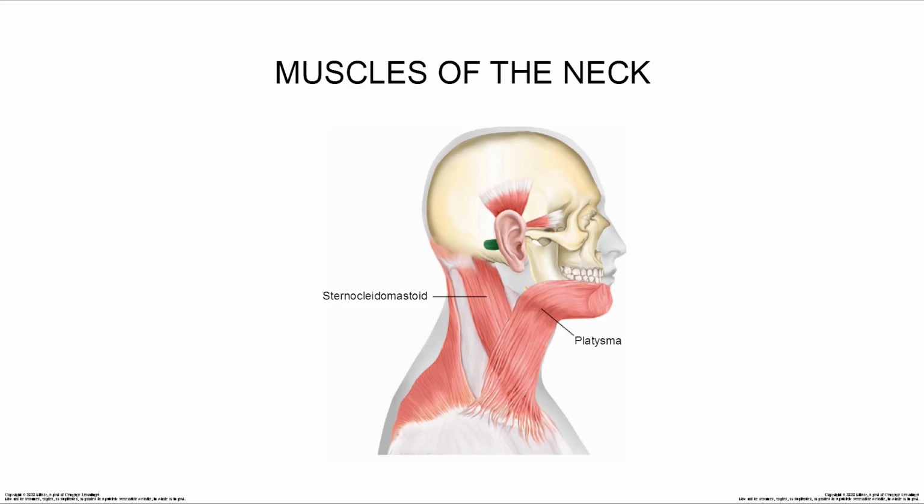Then finally, we have the sternocleidomastoid. This muscle extends along the side of the neck from the ear to the collarbone, and it's responsible for helping the head move from side to side and up and down.